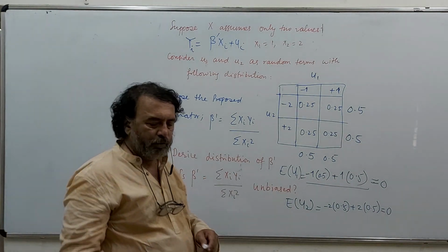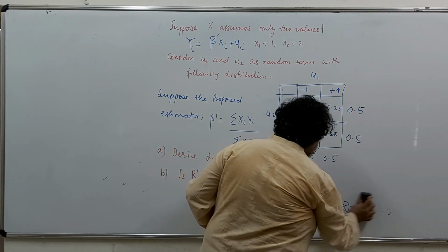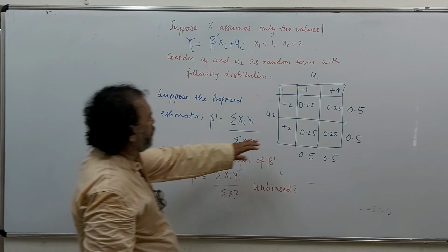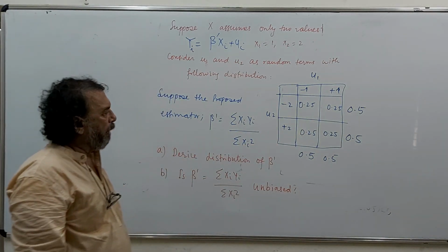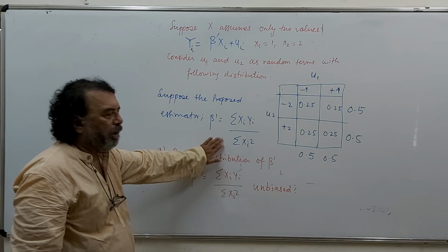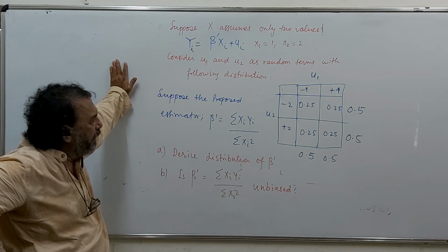Having done this, now let us look at the second part of the problem that has been given. So this is the information given to us. And what is the problem? The problem is there is a proposed new kind of an estimator that has been given. Now observe this estimator a little closely.